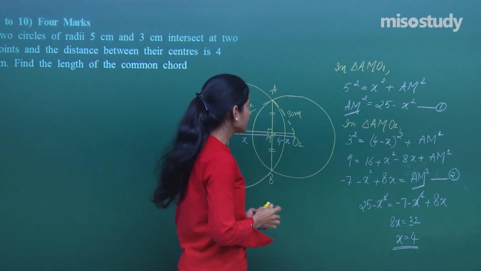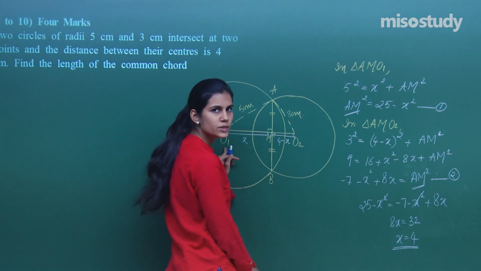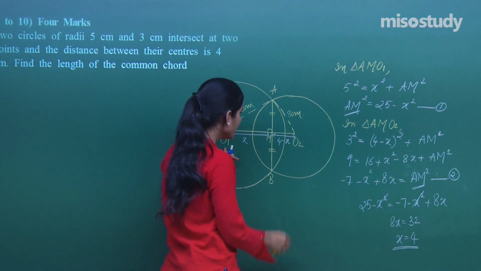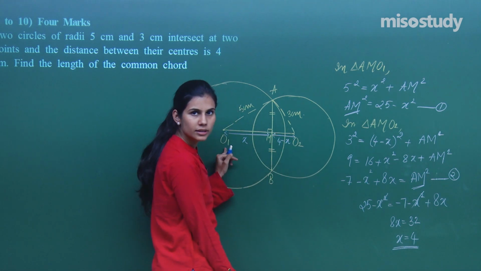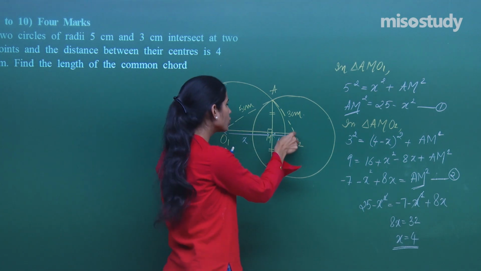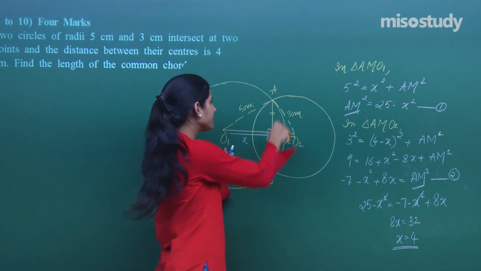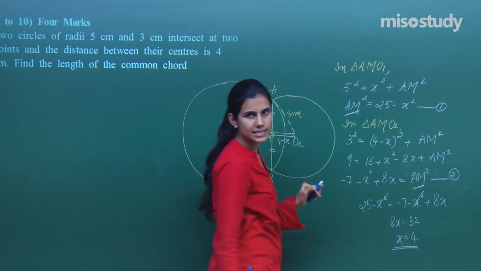Now try to understand the situation. x is coming out to be 4. So 4 minus x will be 4 minus 4, which is 0. That means there is no distance between M and O2. That means O2 is the same as M. That means this common chord is actually passing through the center of the second circle.